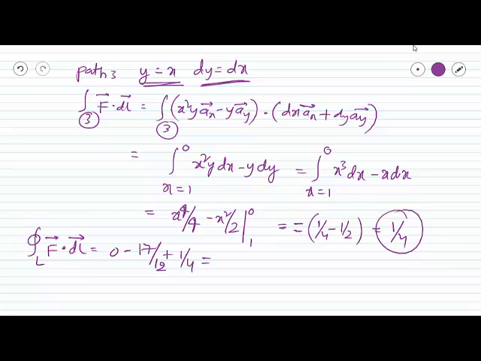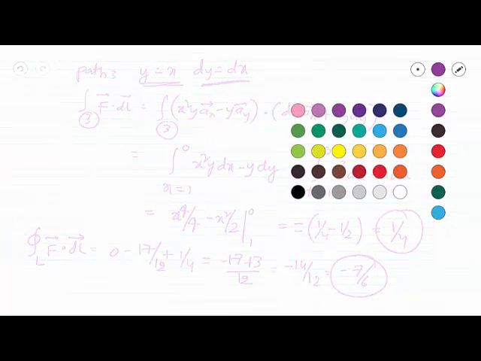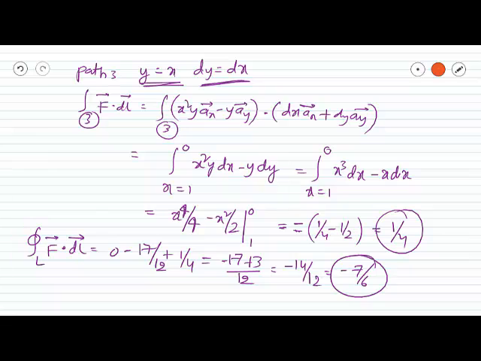Now what is the answer? 12 minus 17 plus 3. So minus 14 by 12, which is minus 7 by 6. If you look at the result for the two problems, in the first case we considered the path as this one, but these are the directions. First path, second path, third path. And when we evaluated closed integral f bar dot dl bar, I got the answer as 7 by 6.